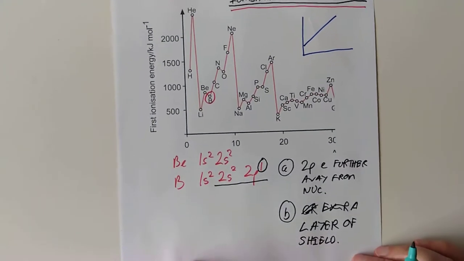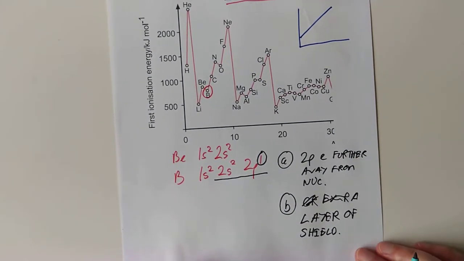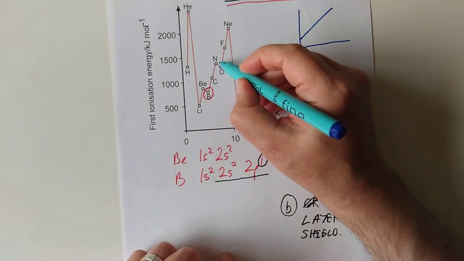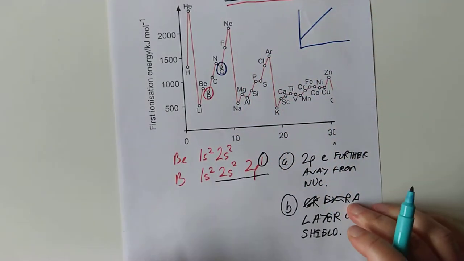Okay, and that's the explanation for the red circle. That's unequivocal. Nobody's got any complaints about that. Here's the one that's a bit more contentious. So let's shift over to blue, and we'll have a look at oxygen, and we'll try and figure out why it's lower than nitrogen.